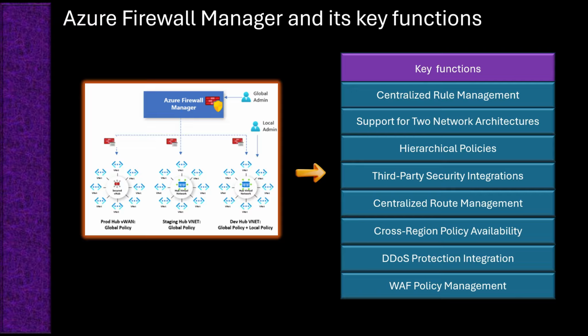For more advanced protection, third-party security as a service solutions can be integrated into secured virtual hubs, which provide enhanced filtering and threat protection for both VNets and branch internet connections. Within secured virtual hub setups, route management is simplified by enabling traffic routing through the secured hub without needing to set up user-defined routes in each spoke network.